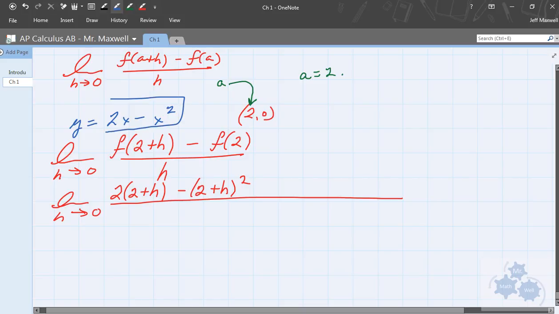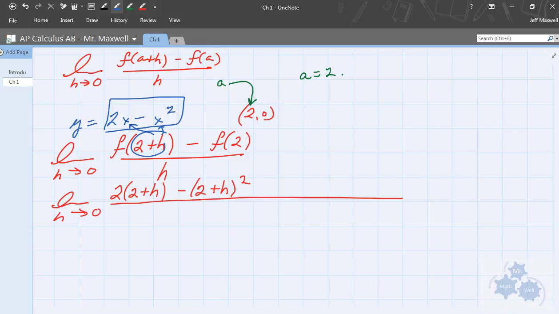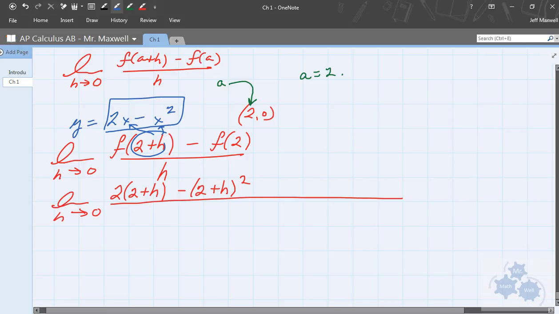Here's my function, and I have put 2 plus h in for x. You see that? I told you this was a bit of a tricky part, right? It shouldn't be, but it kind of is tricky. This part right here, when expanded, is this.